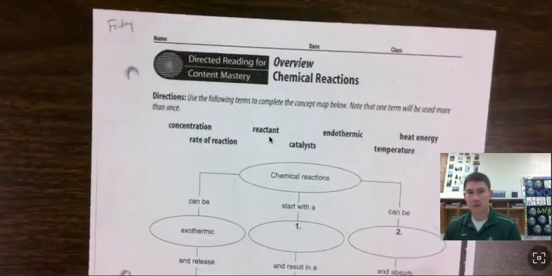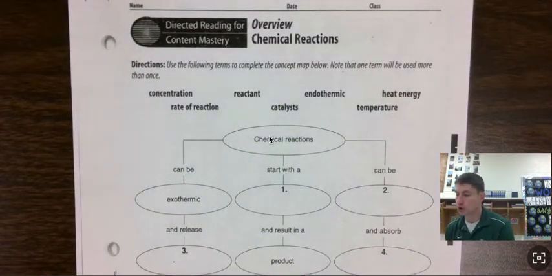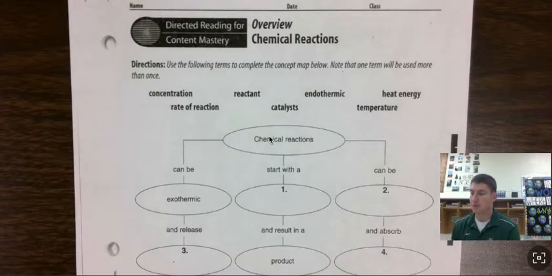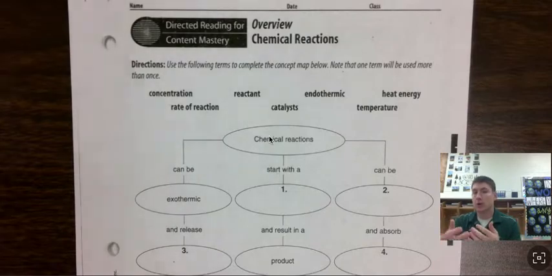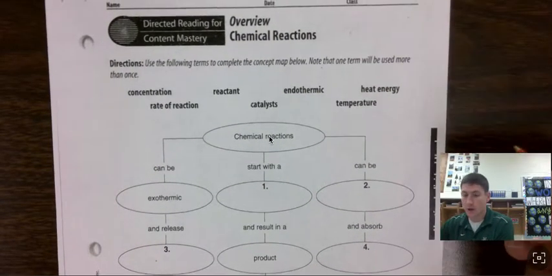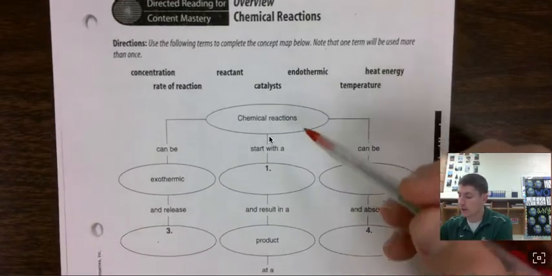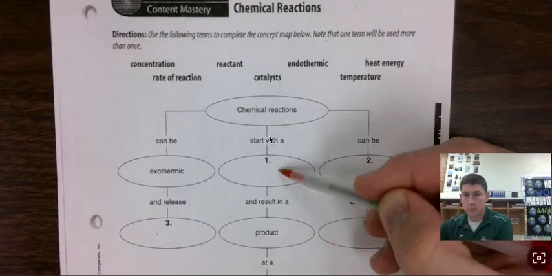Flip to the other side and we've got our overview of chemical reactions. The directions tell us to use the following terms to complete the concept map below. Note that one term will be used more than once. Okay, so we want to take this concept map and make sure that it is in our brain as we follow these lines of thought or follow these sentences. We know what goes into those parts because we've got a complete understanding of what's going on. So let's start with the numeric order here. It says chemical reactions start with a what?